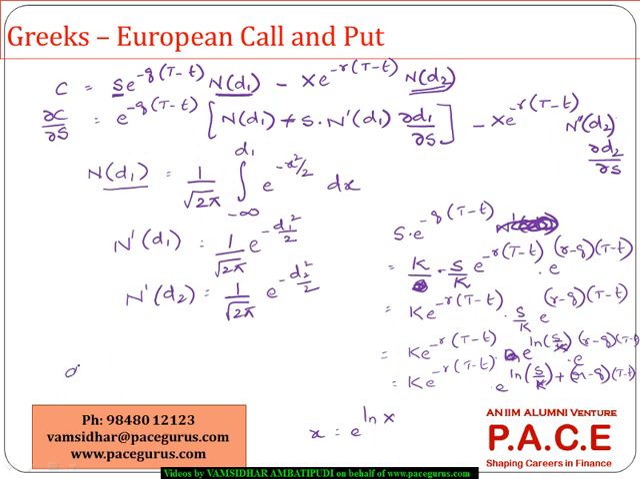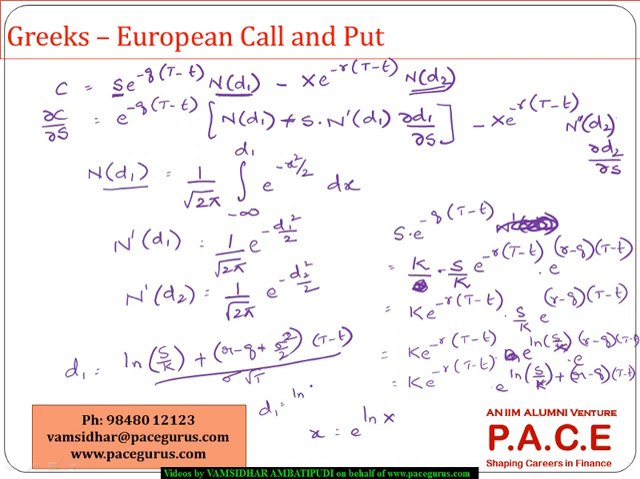And now if I go ahead, when I look at d1, we talked about d1 equal to log S by K plus (r minus q plus sigma squared by 2) into (T minus t), divided by sigma root (T minus t). So from here probably I am trying to split it.